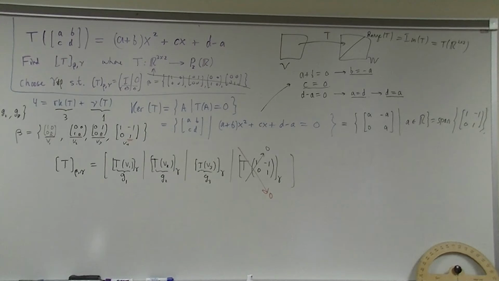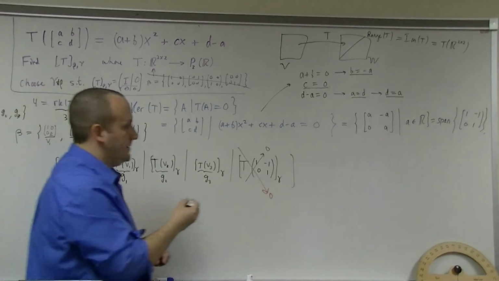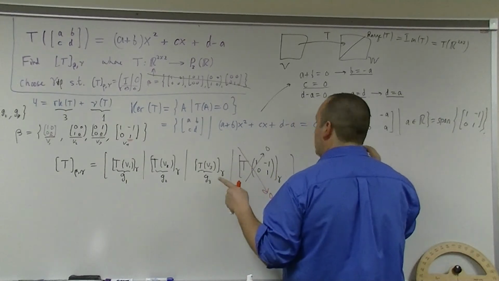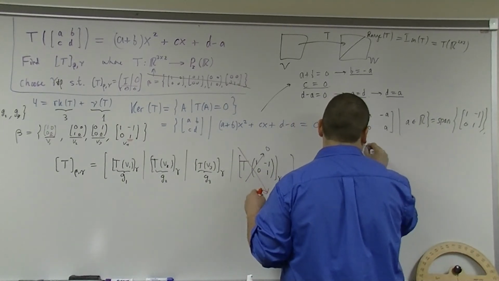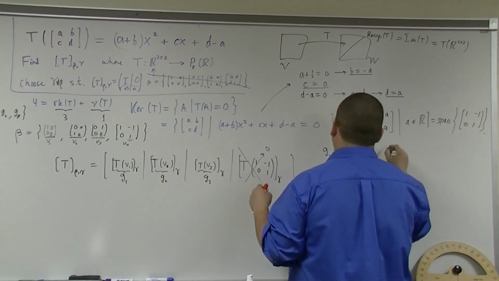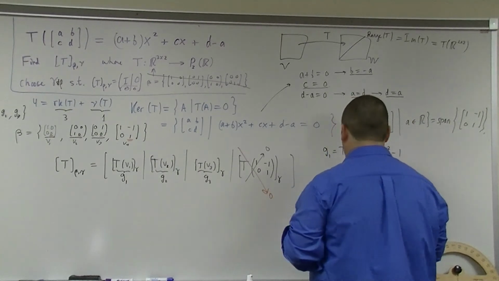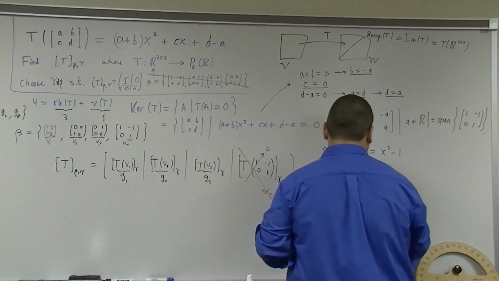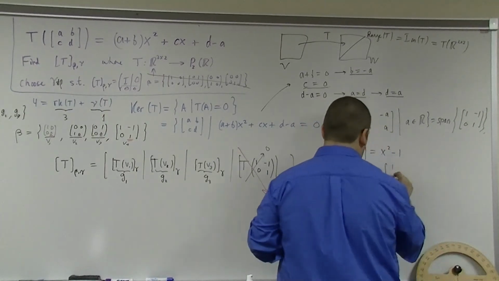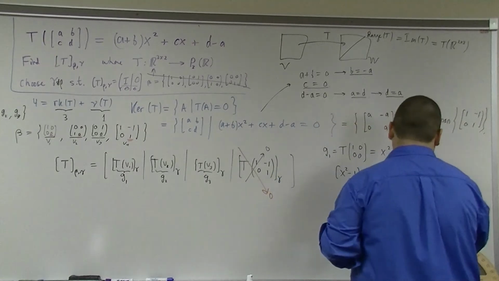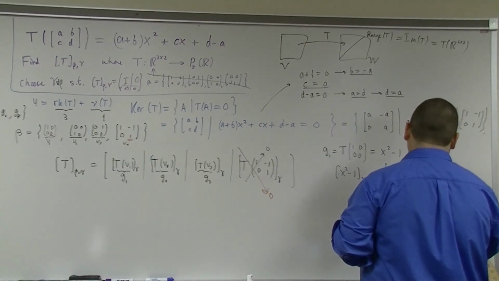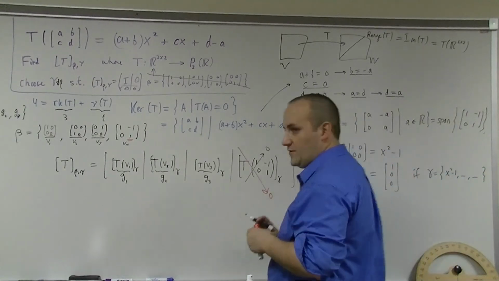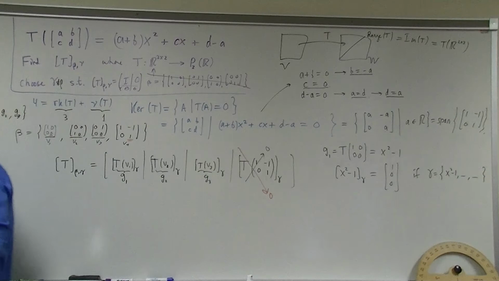So what is G1? It's just ax squared minus a. So it's T of 1, 0, 0, 0. And what was that? X squared minus 1. It's x squared minus 1? Okay. You see the coordinate vector of x squared minus 1 with respect to gamma is equal to 1, 0, 0 if gamma is equal to x squared minus 1 comma stuff. Right? That's the way it works. That's the definition of the coordinate vector.